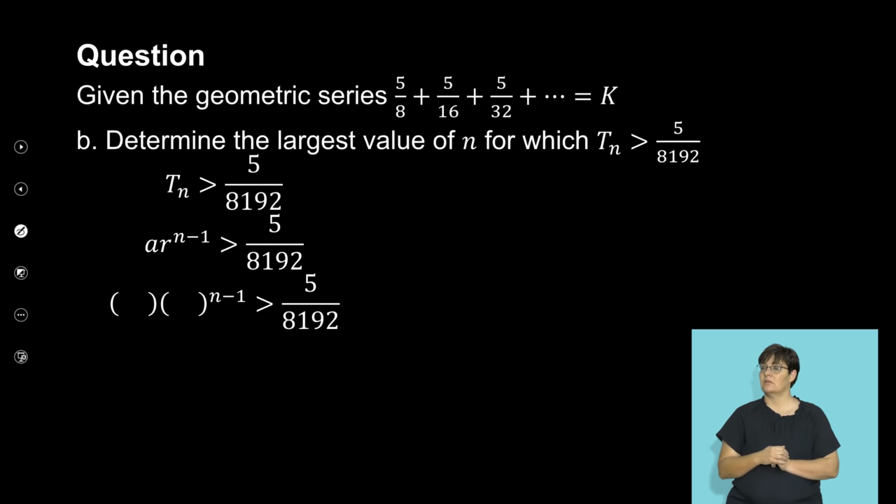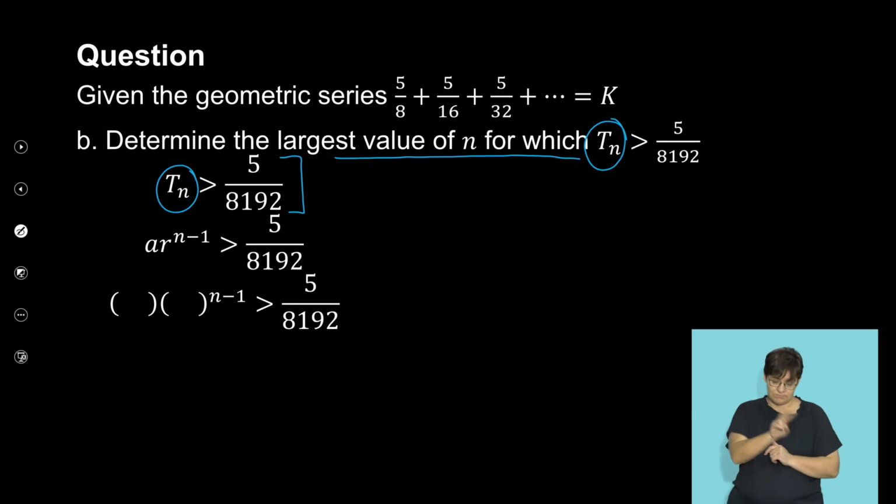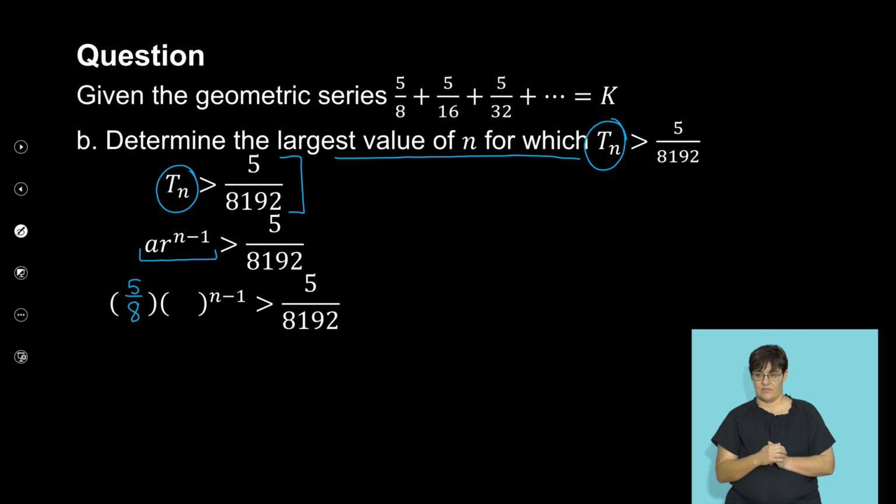So I'm now asked to determine the largest value of n for which Tn is greater than 5 over 8,192. So I'm actually looking for the position of the term where it's going to be larger than 5 over 8,192. So I'm looking for where Tn is greater than this. I know that I can replace Tn for a geometric series with ar to the power of n minus 1. Luckily, I know what my a is. My a is 5 over 8.